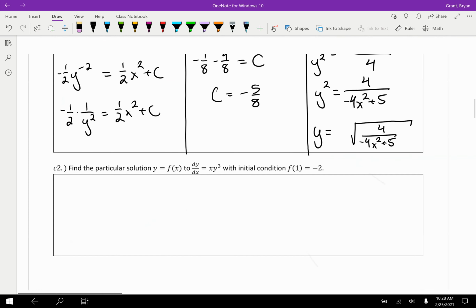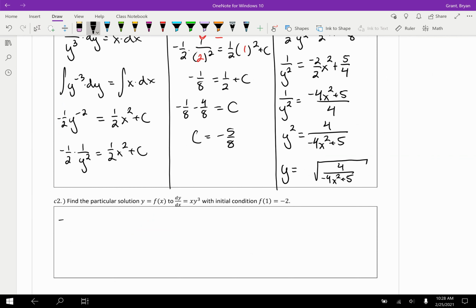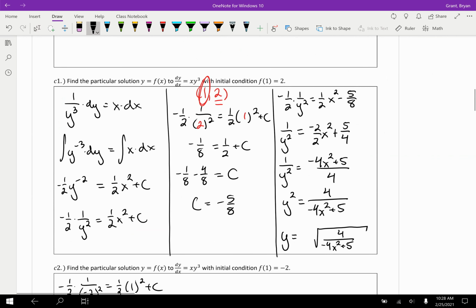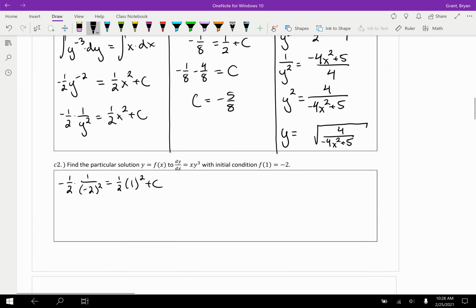Right? So my initial condition is 1, negative 2. So I have this negative 1/2. I'm doing the initial condition. I'll probably work sideways this time because I don't have as much room. Times 1 over negative 2 squared equals, and then this was 1/2 times 1 squared plus c, right? I'm starting right at the top section because when we do the separable differential equation, we still get the same equation. Nothing's changed there. Things will start to change with this initial condition.